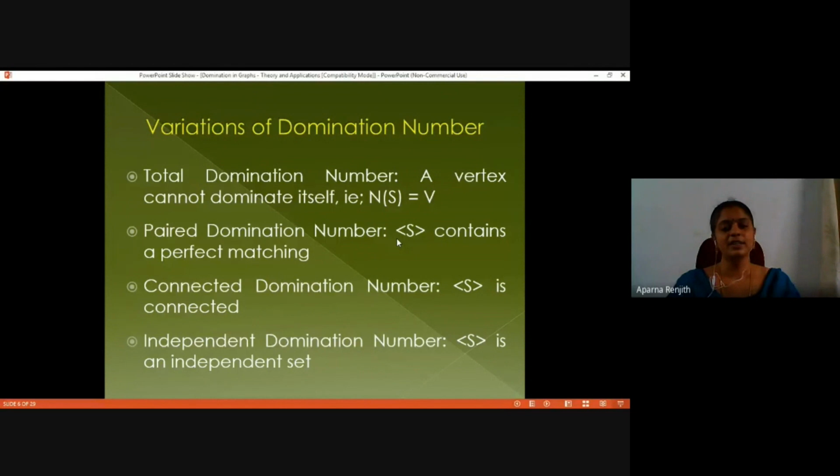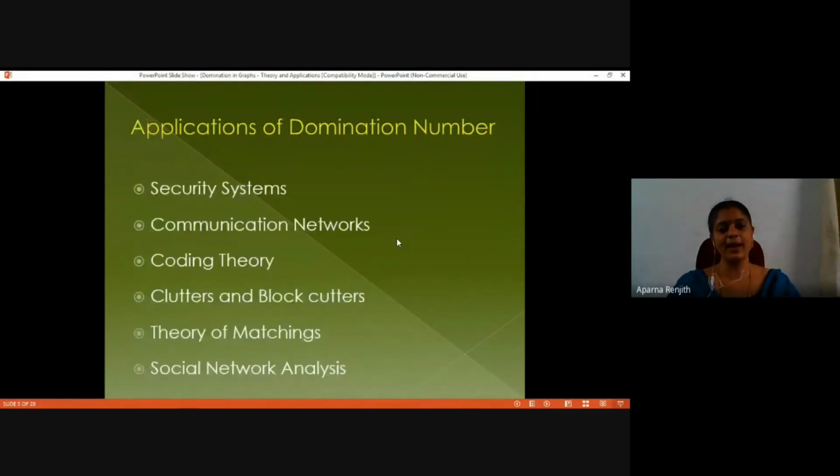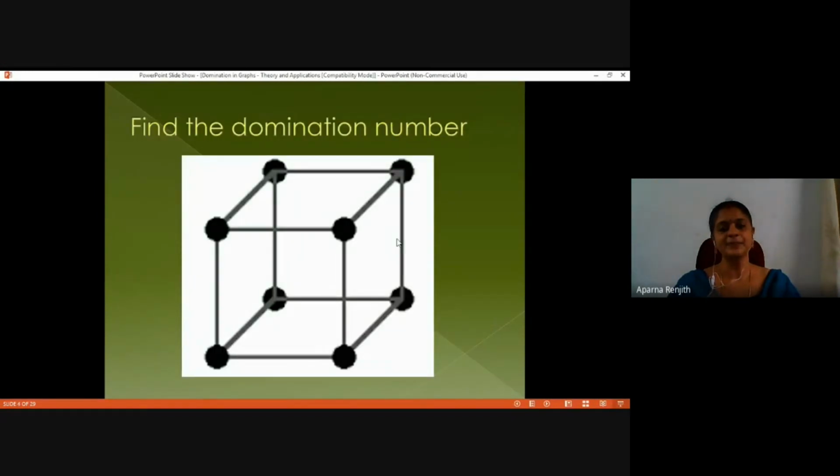Before moving further, let us go back and check what these domination parameters will be for this cube. As we have already said, the corner-wise opposite vertices form a dominating set. And you can see that these two vertices are not adjacent to each other. So the independent domination number is again 2 in this case.